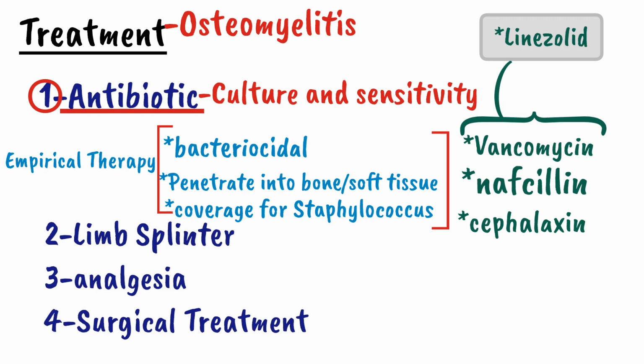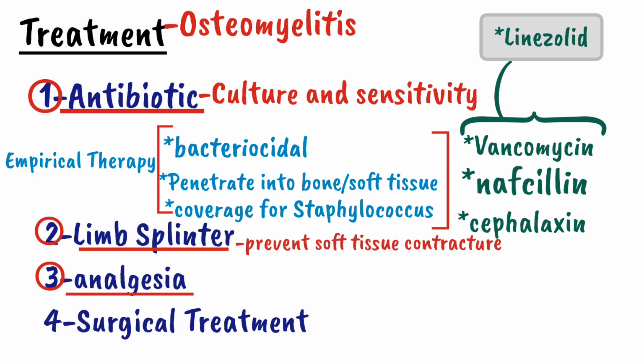This treatment is usually continued for 4 to 6 weeks. Other than antibiotics, we can also use the limb splint and analgesia. The limb splint is used to splint the affected limb, so in this way we can prevent soft tissue contracture, and the analgesia is used for pain relief. The last option for osteomyelitis is surgical treatment.